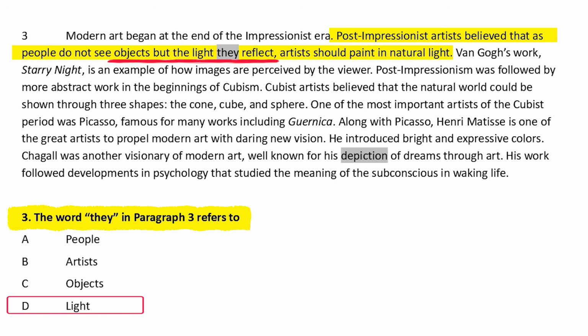D says light. This one doesn't work grammatically. Light is singular, but "they" is a plural pronoun. Plus, light doesn't reflect light. That would be a weird loop. So D is out too. Here's a quick TOEFL tip for questions like this. Always look just before the word to find the noun that matches in both meaning and grammar. Check for singular versus plural and think about what actually makes sense in the sentence.